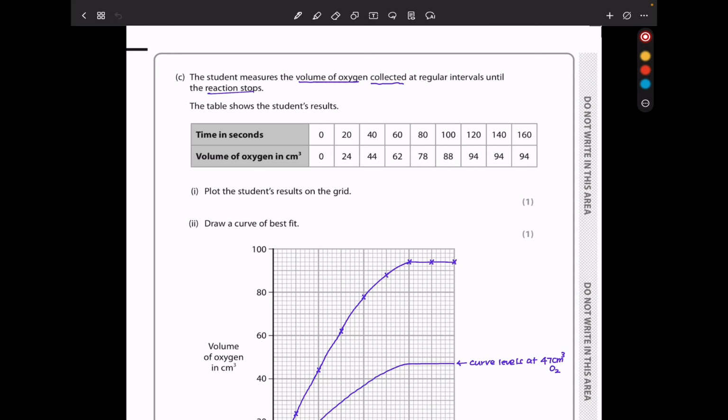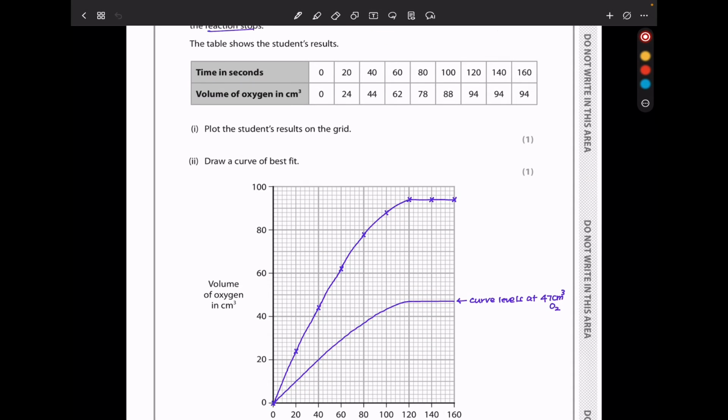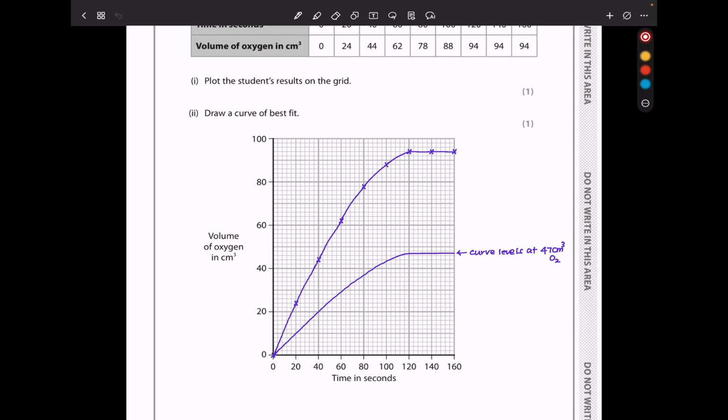In part C, the student measures the volume of oxygen collected at regular intervals until the reaction stops. The table shows the students' results. They say plot the students' results on the grid. I plotted these, you can see, all the way until there. And the next part, they wanted us to draw the line of best fit. I tried, and again, you can see this is a little bit shaky because I was drawing on the iPad, but you try to make it into a smooth curve in order to obtain better results.